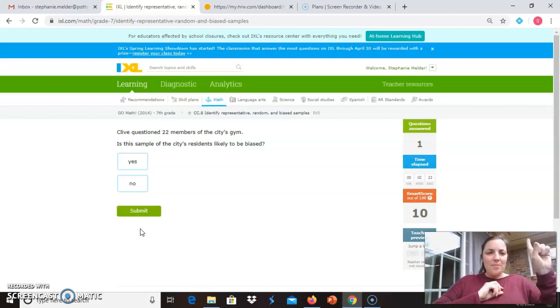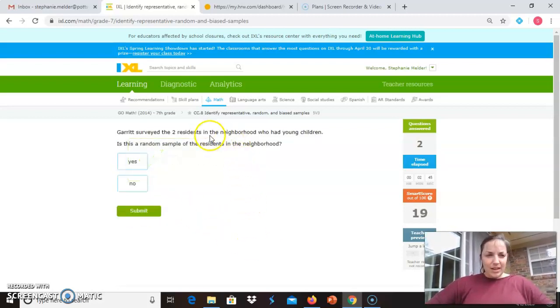All right, let me read that one more time. Is this sample of the city's residents likely to be biased? And the key to this is he only polled 22 members of the city's gym, not other residents throughout the city. So this would be a biased sample.